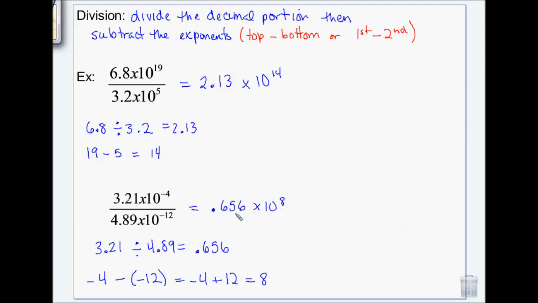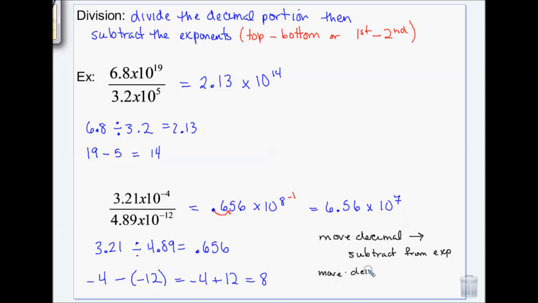Okay. But we can't have this happening. So I have to move my decimal one place over. Then times 7. Well, if I've moved one place from a decimal, decimals are negative. So I have to subtract 1 from my exponent. So this is going to be 6.56 times 10 to the 7th. Okay, so if you end up moving your decimal place to the right, you subtract from your exponent. If you end up with a situation where you move the decimal to the left, you add to the exponent.